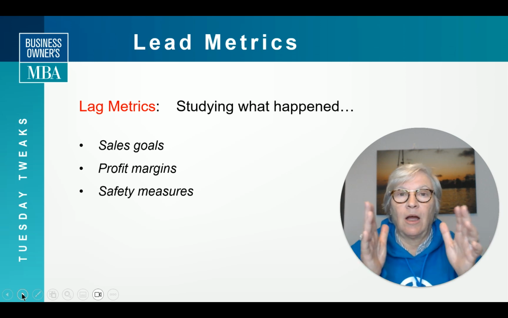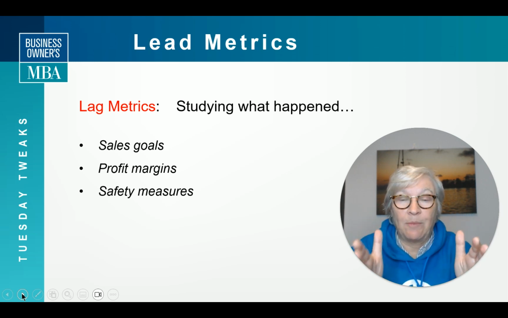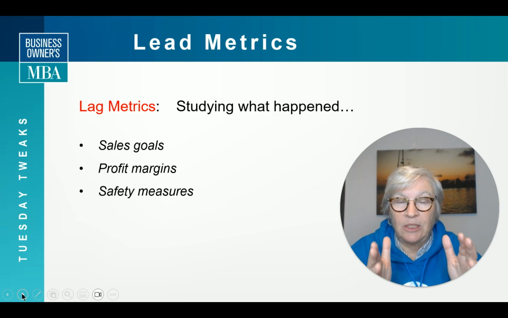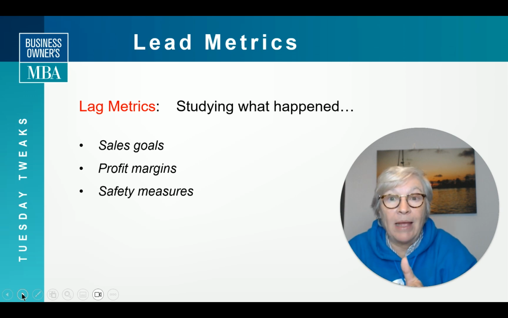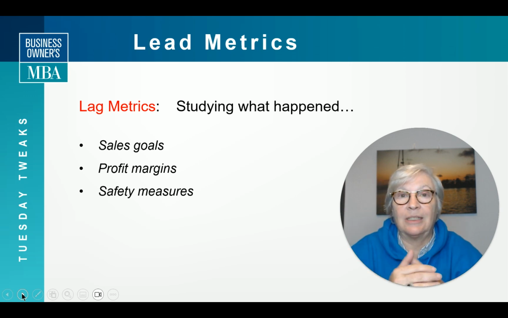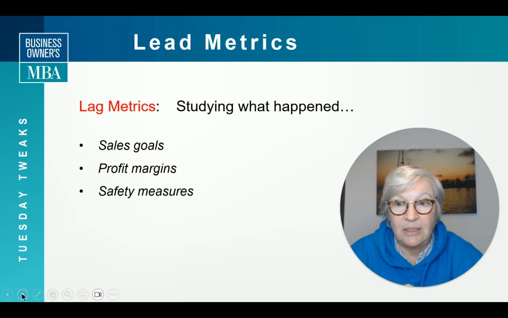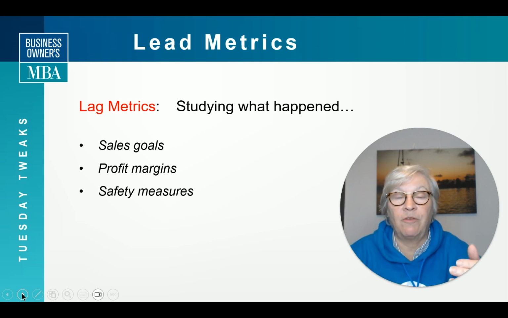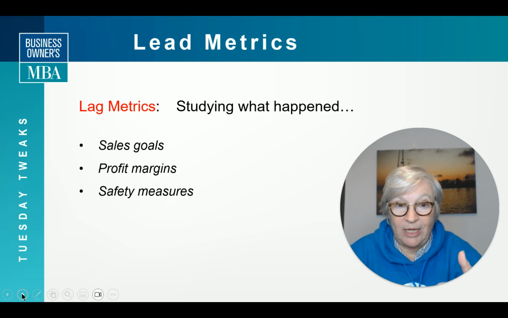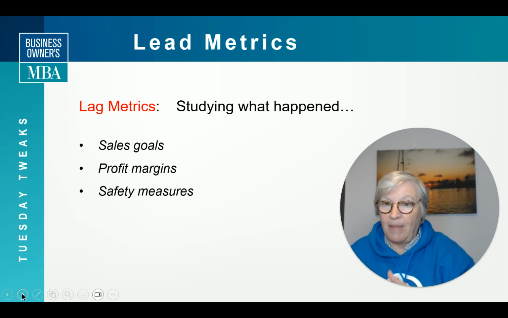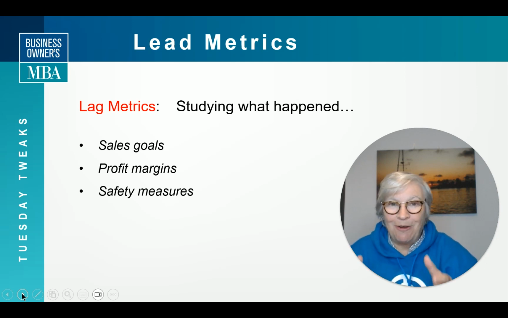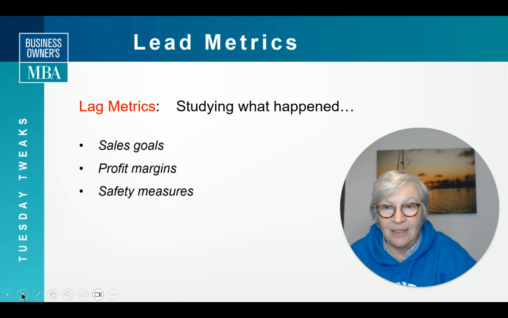Lead metrics are different than lag metrics. Lag metrics are the ones that we mostly pay attention to. We set sales goals and then we look back and we see if we've met them, right? Lag metrics is about studying what happened. Profit margins. Did we hit the profit margins we wanted to hit? Have we met all of the safety measures that we anticipated within our margin of error? Those are all lag metrics because we have to wait to see if we did it.